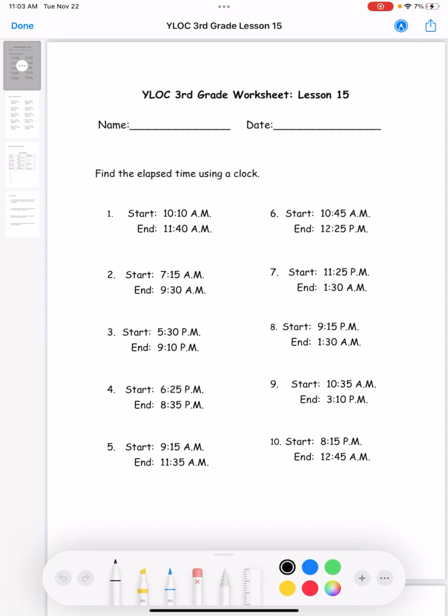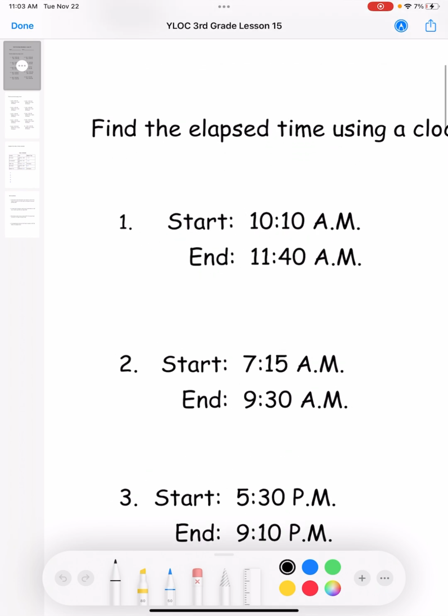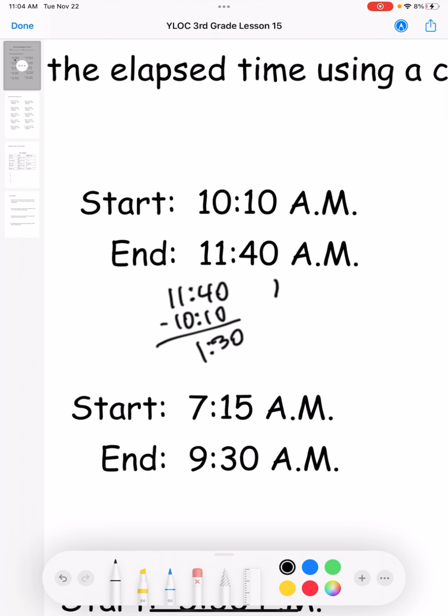Today we'll start by finding the elapsed time using a clock. So for number one, we have start time 10:10 a.m. and end time 11:40 a.m. So we're looking for the time that passed in between. So we can just subtract since they're both during the morning. And we get 1:30. Okay. So which is 1 hour 30 minutes.